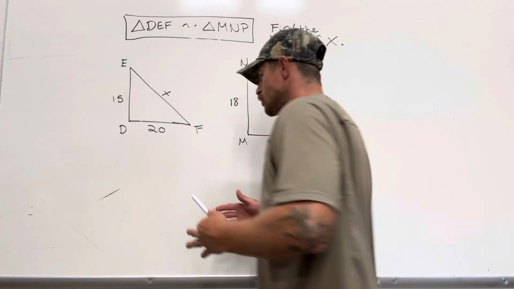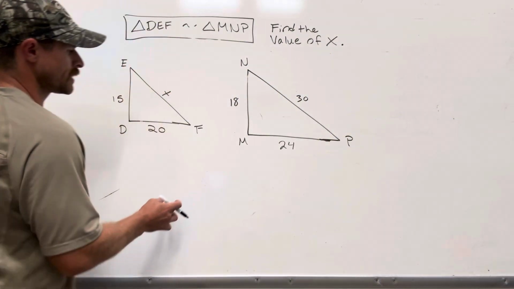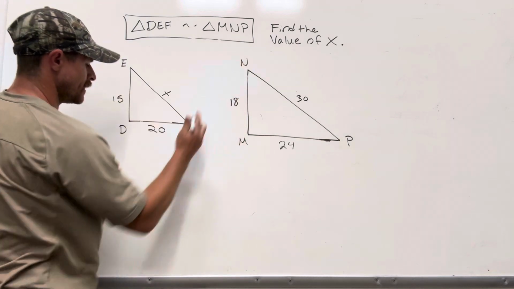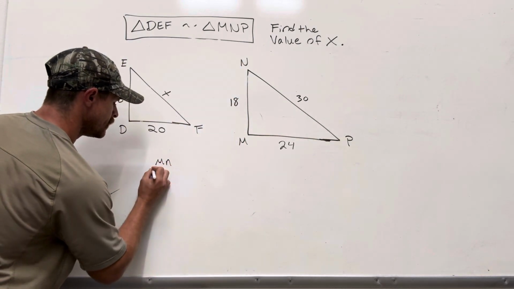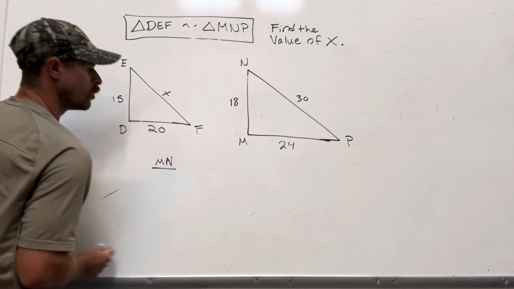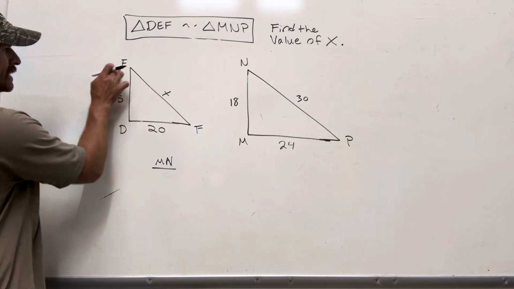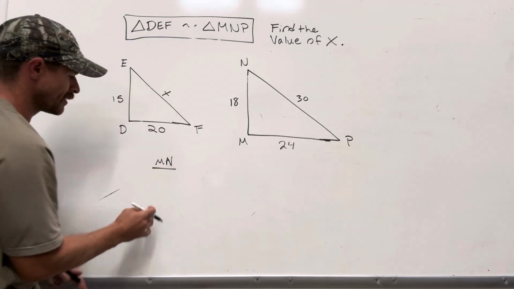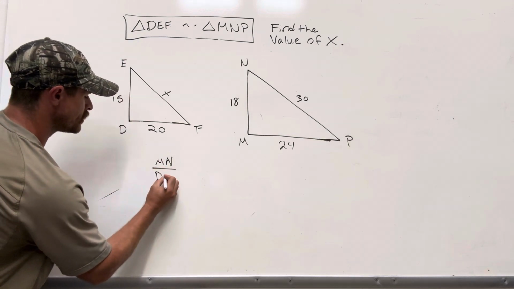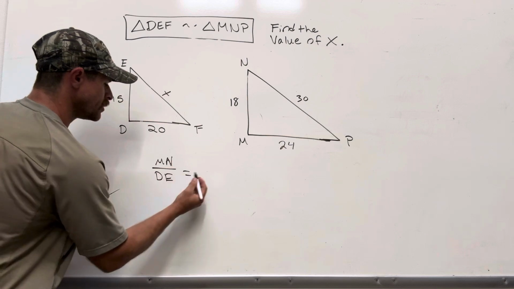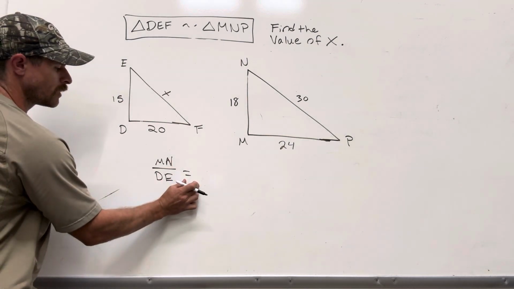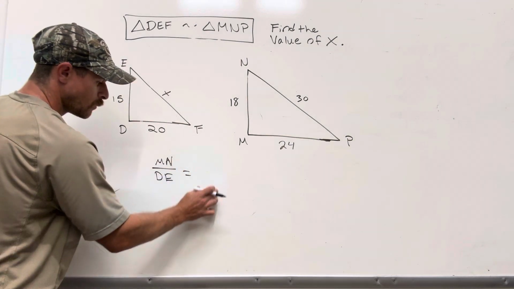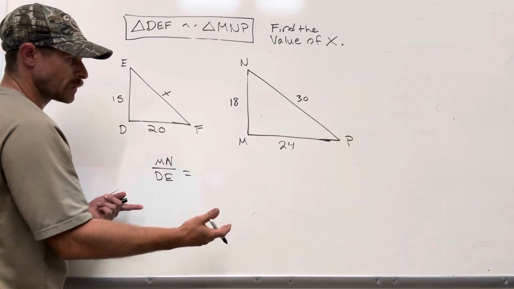So what we do is we just write a proportion. For example, let's say side MN over DE. MN and DE are corresponding parts. So we can just set it up by putting these two over the other, and that ratio is going to be proportional to whatever we set up. But we've got to use corresponding parts.